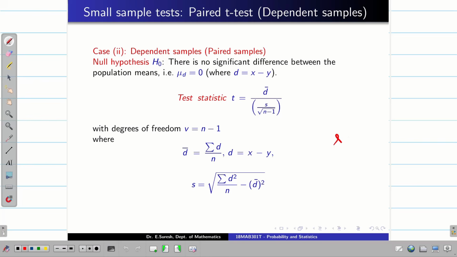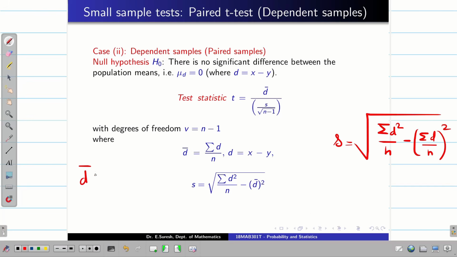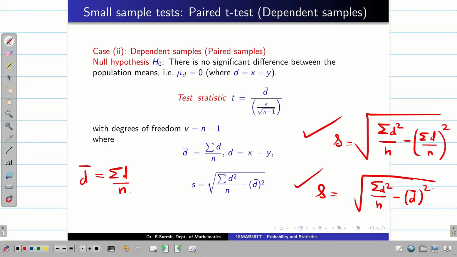Now to find S, we use the standard deviation formula: square root of summation d square by n minus summation d by n, whole square. This is the standard formula. Since we already found d bar, that is summation d by n, I can rewrite this formula as summation d square by n minus d bar whole square. Both are correct. You can use whatever you like.